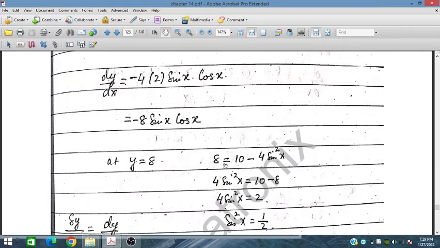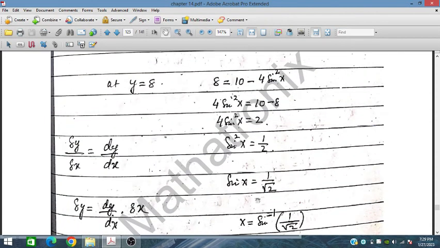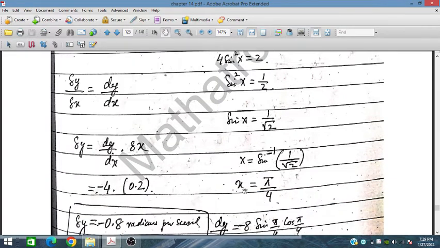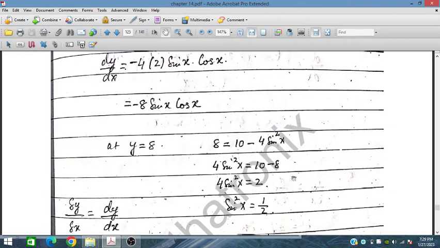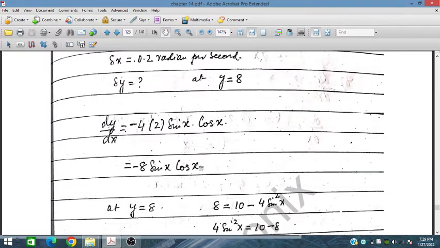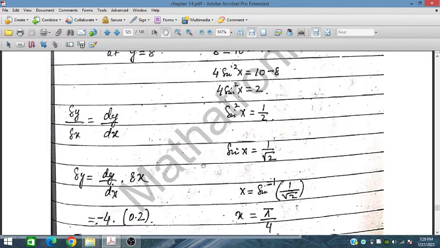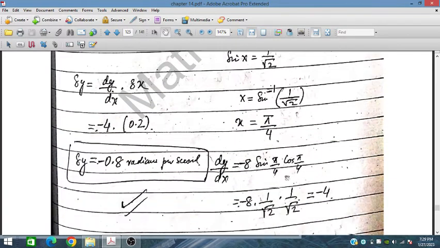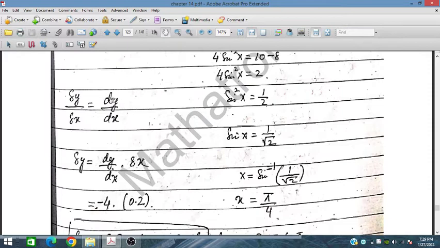So at y is equal to 8, we place this in the given curve equation, from where we have obtained sin x as 1 over root 2, and this angle is basically pi by 4. So x is pi by 4. We place this pi by 4 here, and by placing pi by 4 we have obtained dy/dx is equal to minus 4.